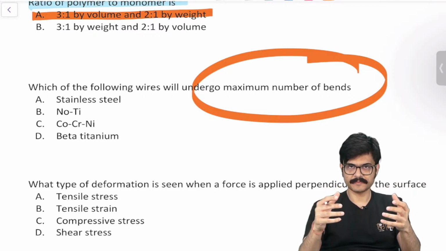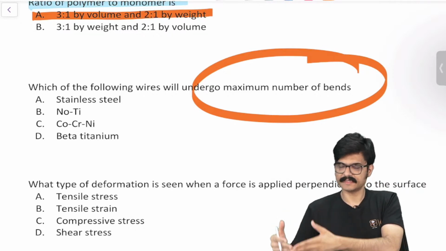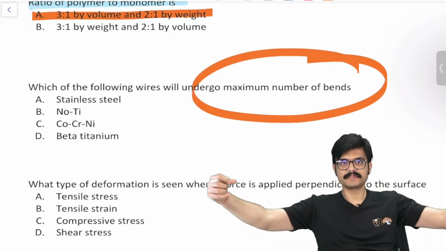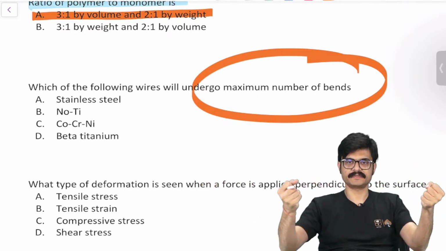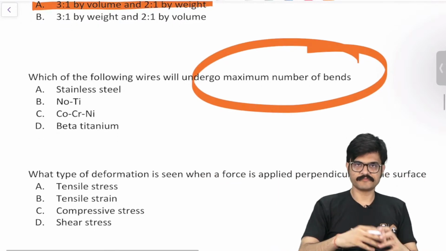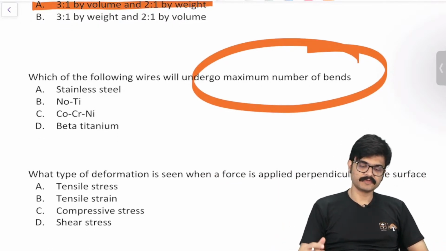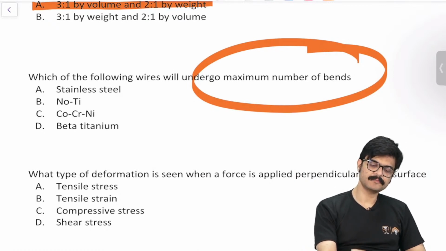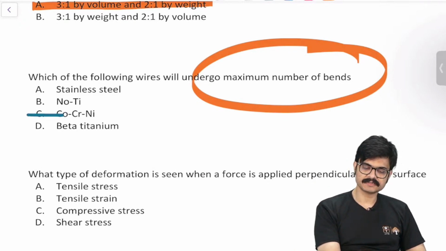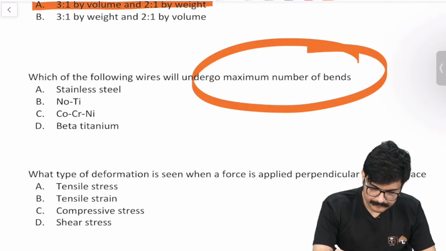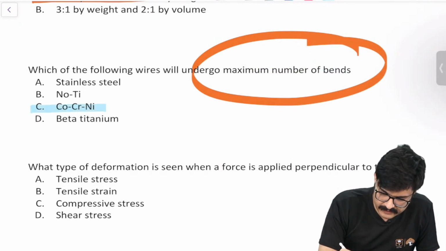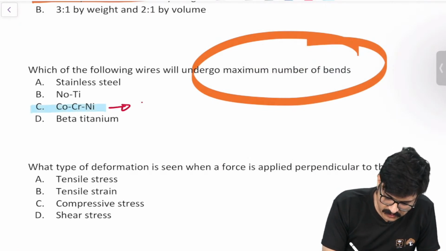You can have a related question that all of the tests are measures of ductility except. One is the cold bend test, one is the decrease in cross-sectional area, and the other is percentage elongation, right? The number of bends a wire can sustain before final fracture is the cold bend test. Out of these four materials, stainless steel, nickel titanium, cobalt chromium nickel alloy, and beta titanium, the maximum number of bends are sustained by cobalt chromium nickel. The other way in which this question can be asked is, this is also known as Elgiloy.